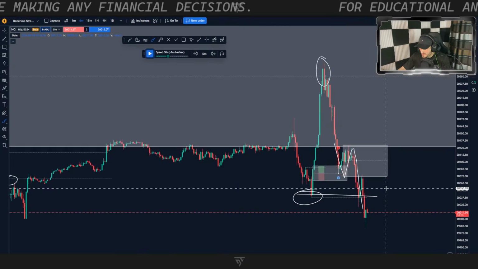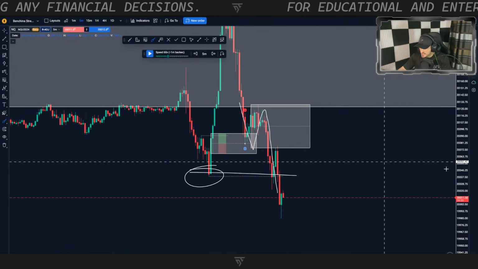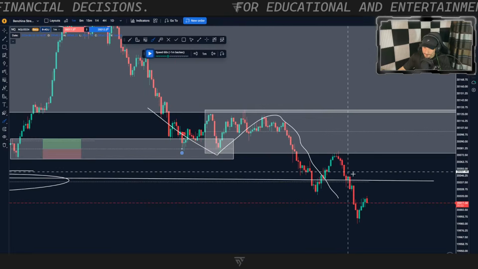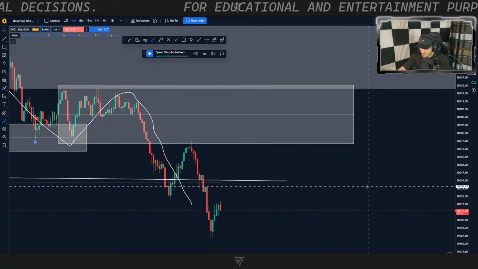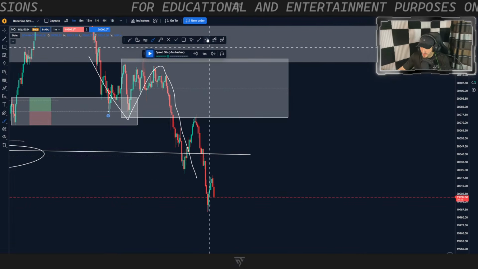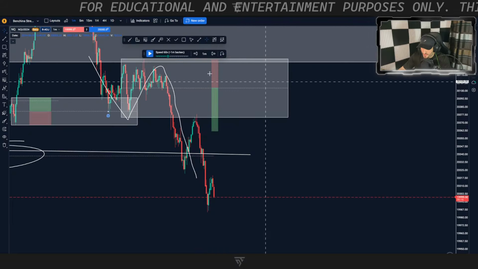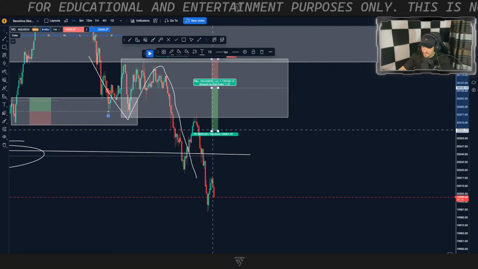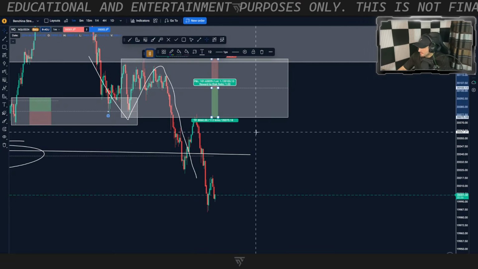Yeah, perfect. On the 15-minute, now we are expecting lower prices. Let's try to catch a possible short. I'll just draw this short over here, if it does make its way up higher.